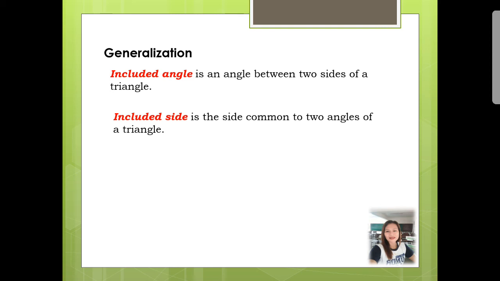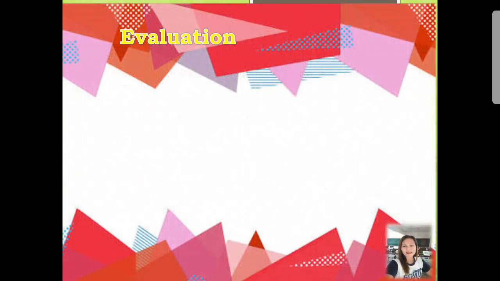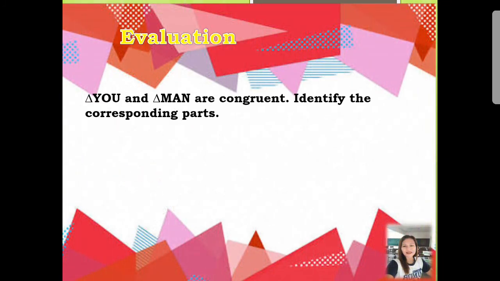And what do you mean by CPCTC? It is the corresponding parts of congruent triangles are congruent. Okay? Next, let's have a short quiz. Triangle YOU and triangle MAN are congruent. Identify the corresponding parts. There are two given figures of triangles YOU and MAN.